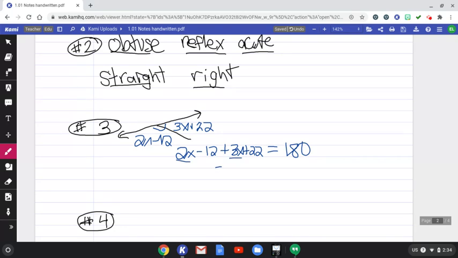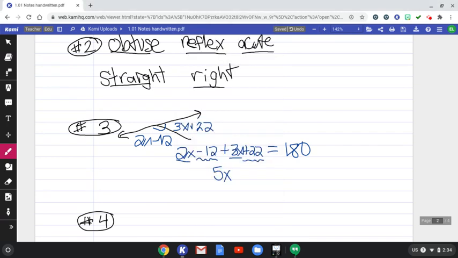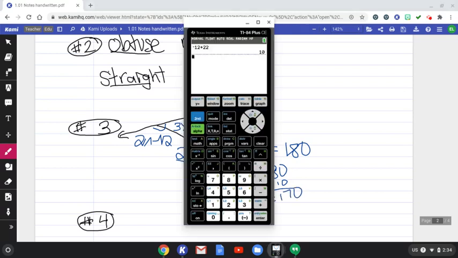And this is where our algebra comes in. Combine like terms, we get 5x, negative 12 added to 22. Negative 12 plus 22 gives us 10. Okay, so 5x plus 10 equals 180. Subtract your 10 over. 5x equals 170. Again, if I'm going too fast, you can rewind and come back to it. Divide by 5 and x is 34.